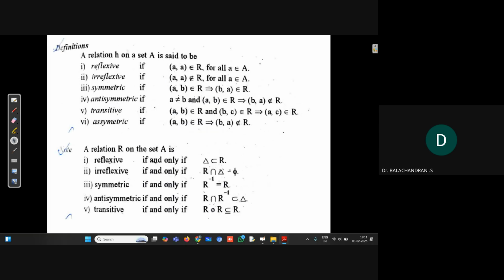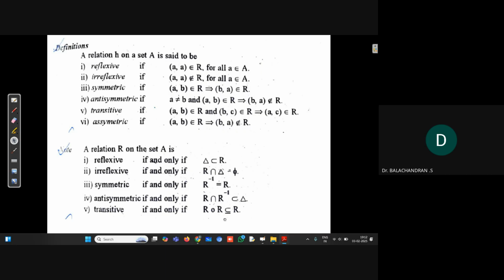A relation R is reflexive if and only if delta is a subset of R, and relation R is irreflexive if and only if R intersection delta is equal to empty. A relation R is symmetric if and only if R inverse is equal to R. A relation R is antisymmetric if and only if R intersection R inverse is a subset of delta. A relation R on a set A is transitive if and only if R composition R is a subset of R.